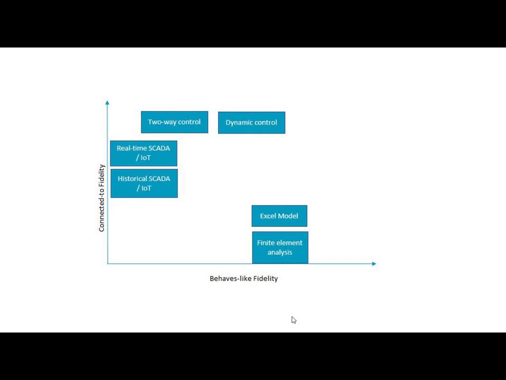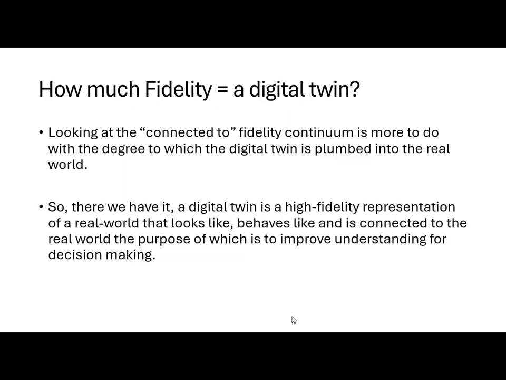In the other graph, the y-axis changes to connected-to fidelity, where we have two-way control and dynamic control high on the y-axis, followed by real-time SCADA and Internet of Things, and historical SCADA and Internet of Things. On the x-axis we have the Excel model and the finite element analysis. Looking at the connected-to fidelity continuum is more to do with the degree to which a digital twin is plumbed into the real world.